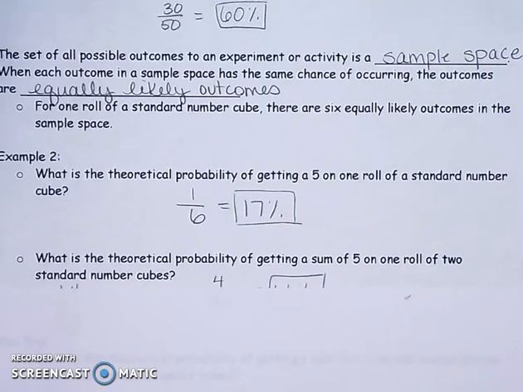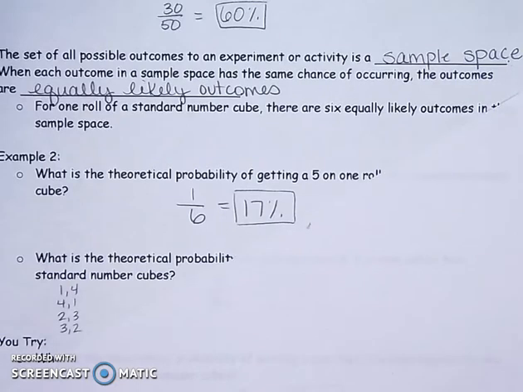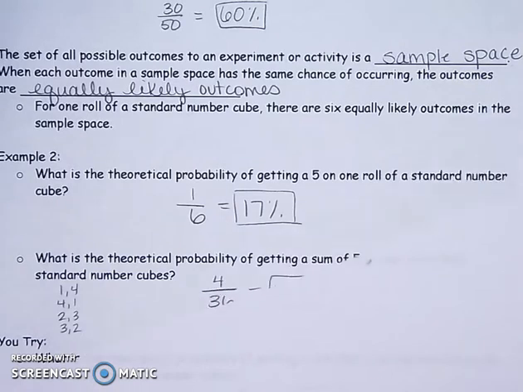Question number 2, what is the theoretical probability of getting the sum of a 5 on one roll of 2 standard number cubes? So what you need to do is list out the possibilities of how to get a sum of 5. So that would be a 1 and 4, a 4 and 1, 2 and 3, 3 and 2. These are separate. Think of a blue die and a green die, so they can have different numbers. This gives you 4 possibilities out of 36 because you have 6 on each cube, so 6 times 6 is 36, which would be about 11%. Now pause and try the U-Try.